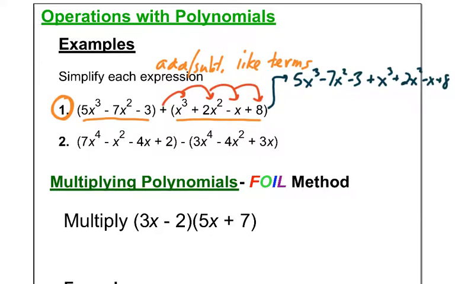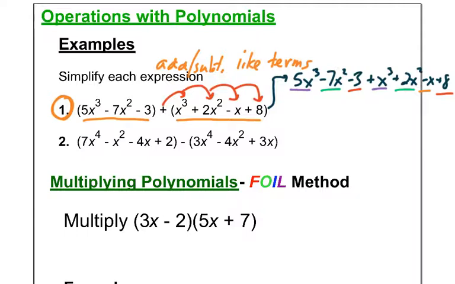Now, some people like to write it horizontally like that, and then just sort of scan your eyes across and look for the like terms. The highest power here is 3. So I'm going to gather up my 5x cubed and my 1x cubed and add those. Planning ahead, how about squares? I have negative 7x squared and a plus 2x squared. What else? I have just a negative x to the 1 power here. And finally, my constants I have here in red.